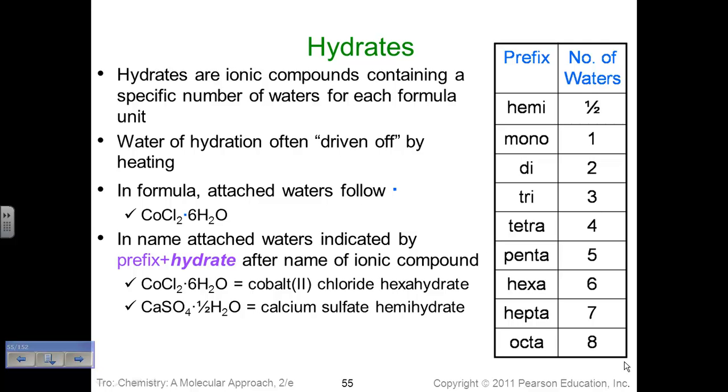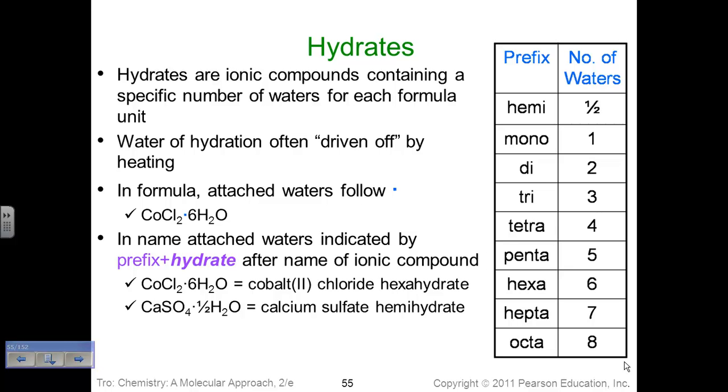Now we go to name the water. The water gets a prefix. Look at the names here that go right in order. Hemi is a half, mono, di, tri, tetra, penta, hexa, hepta, octa, nona, deca. If you went on, we'll see these prefixes when we start naming molecular compounds. Since there's 6 waters attached to cobalt(II) chloride, we simply name the compound cobalt(II) chloride hexahydrate.